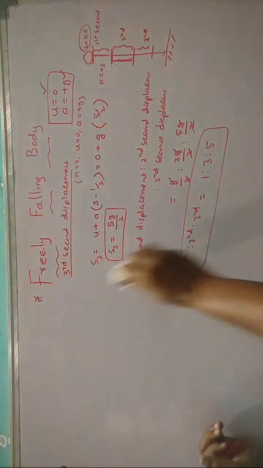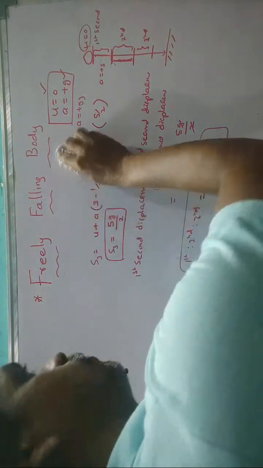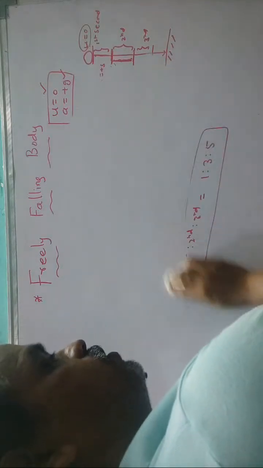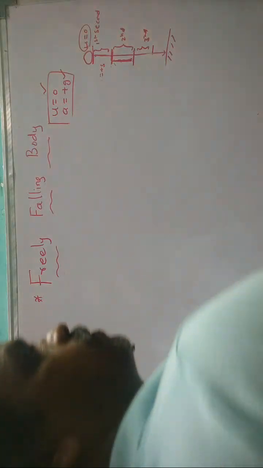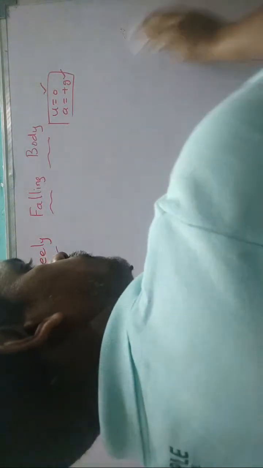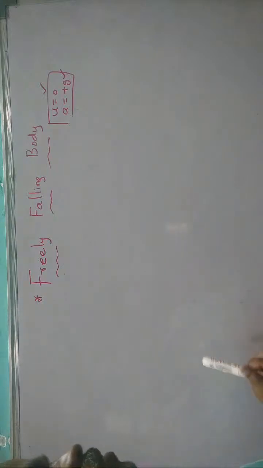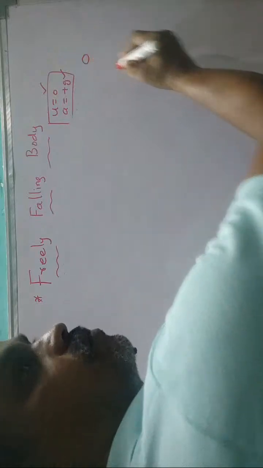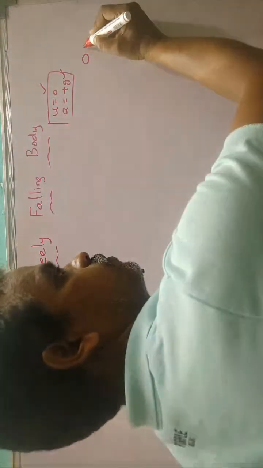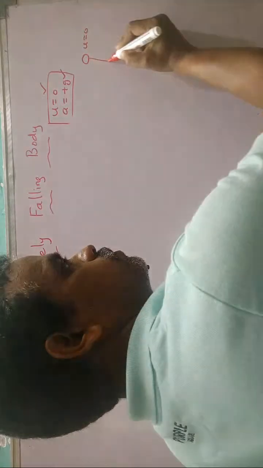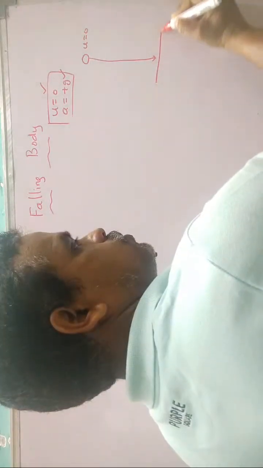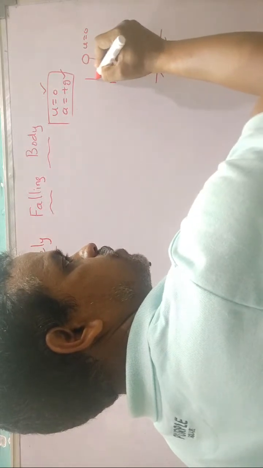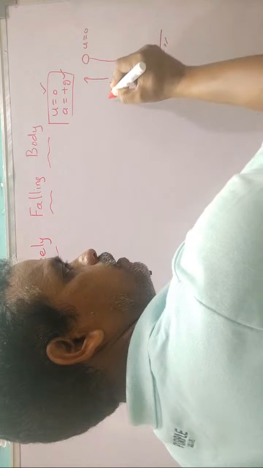Now next, what are the conditions for a freely falling body? u equal to 0, a equal to plus g. So I will check one more. The ball or a body falling with u equal to 0 onto the ground. So here it travels h displacement in time t.